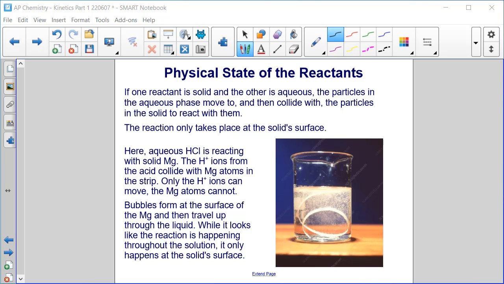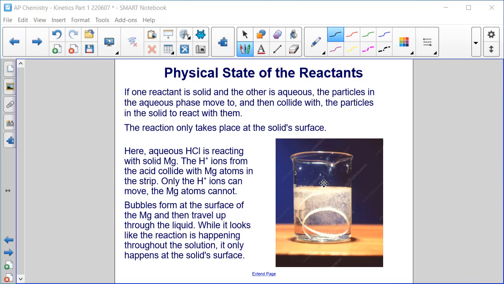If one reactant is solid and the other is aqueous, the particles in the aqueous phase move to and then collide with the particles in the solid to react with them. The reaction only takes place at the solid's surface. Here we have aqueous HCl, so that's the liquid you see, reacting with a solid piece of magnesium ribbon. You can see the ribbon here.